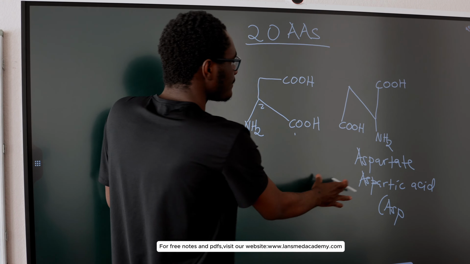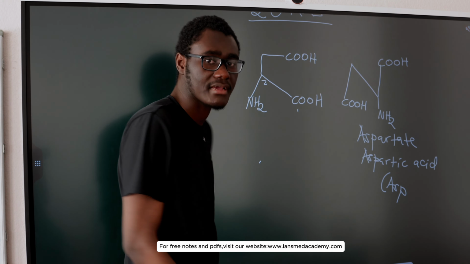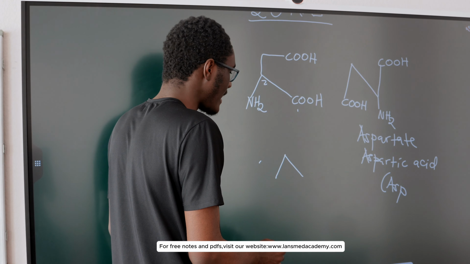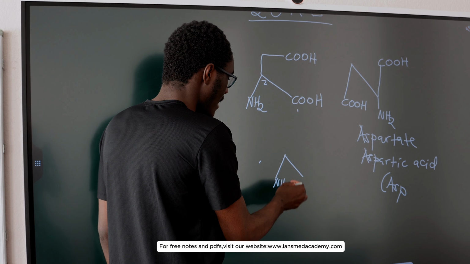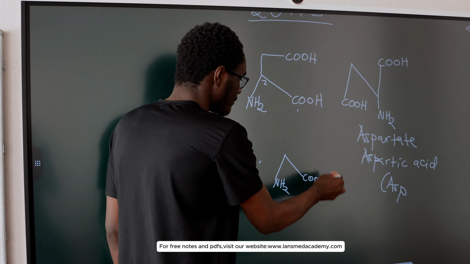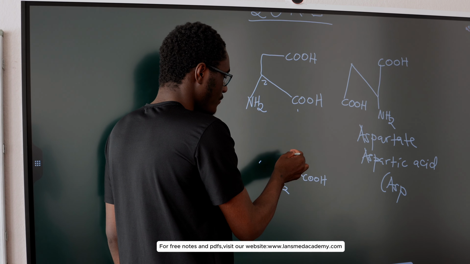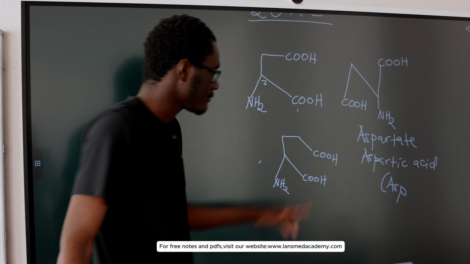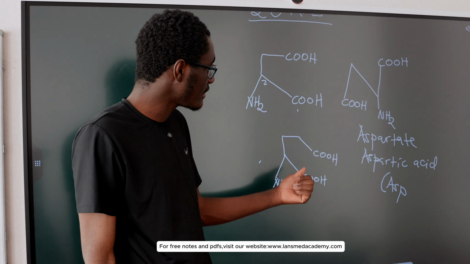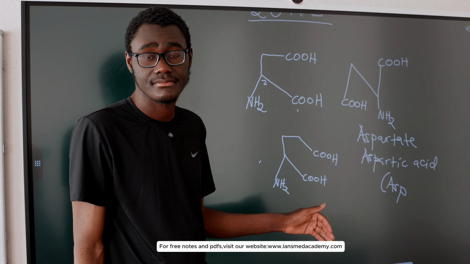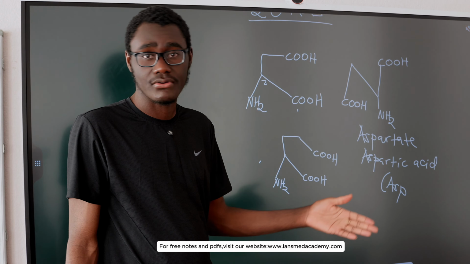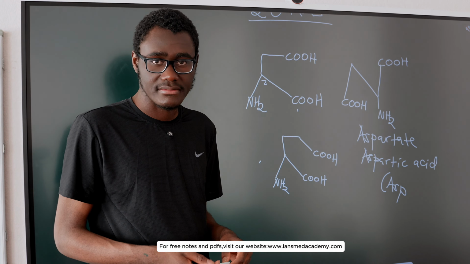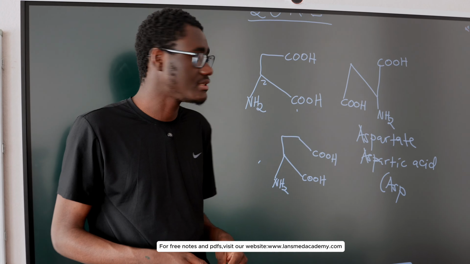The next amino acid that is acidic is called glutamic acid. Glutamic acid is a 5-carbon dicarboxylic acid. So you have the amino group, carboxylic acid group, and 1, 2, 3, 4, 5 with an extra carboxylic acid group. It is said to be a dicarboxylic acid. Monoamino dicarboxylic acid.